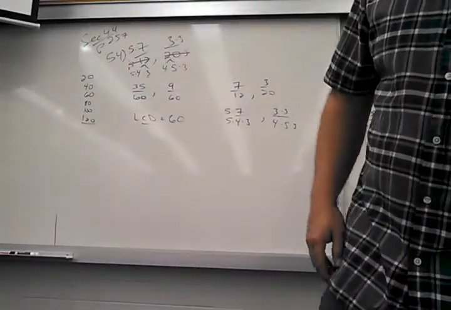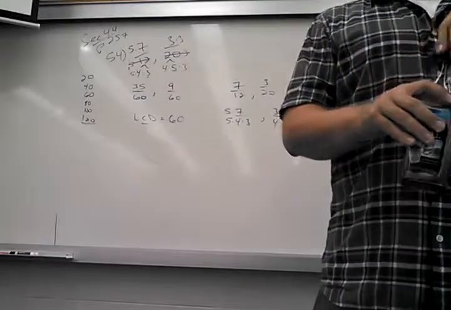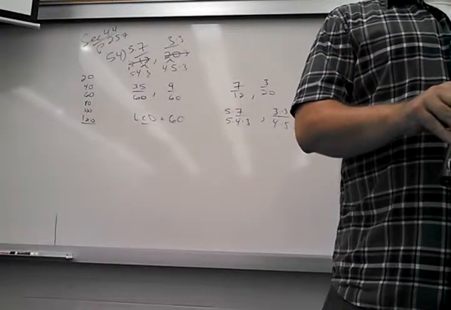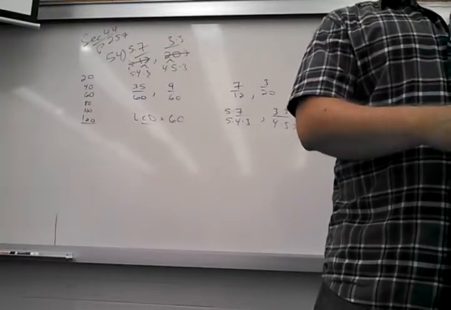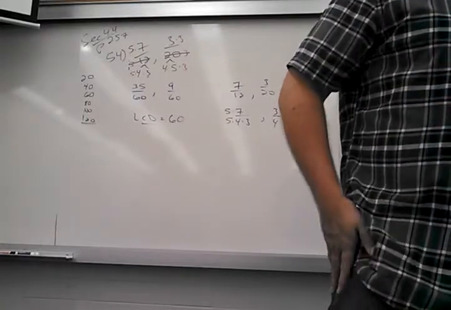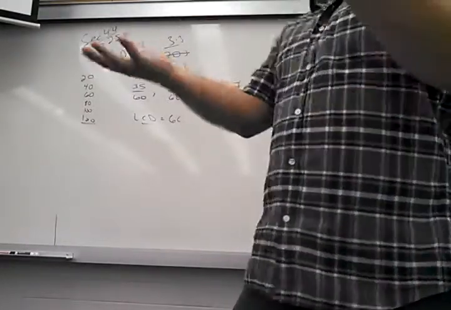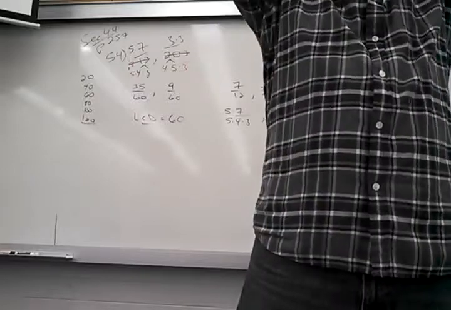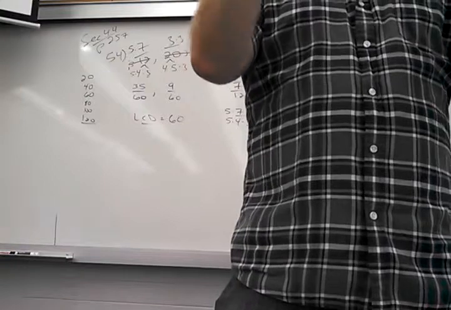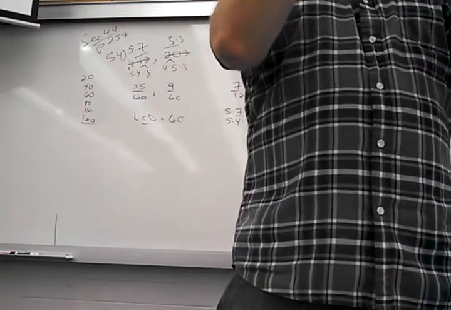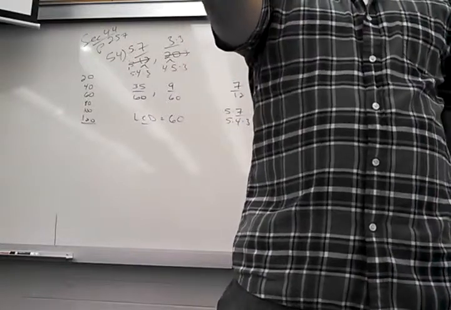What kind of problem do I need an LCD? What operations do I need an LCD for? Addition and subtraction, because that's when you need like terms. Multiplication, division, that doesn't make any sense. Multiplication and division is all about canceling stuff that's there. This is all about making everything bigger. That's the opposite. I want to kill stuff when I'm multiplying and dividing. Adding, subtracting, I have to have like terms, so I have to have like denominators. Okay, any other questions?